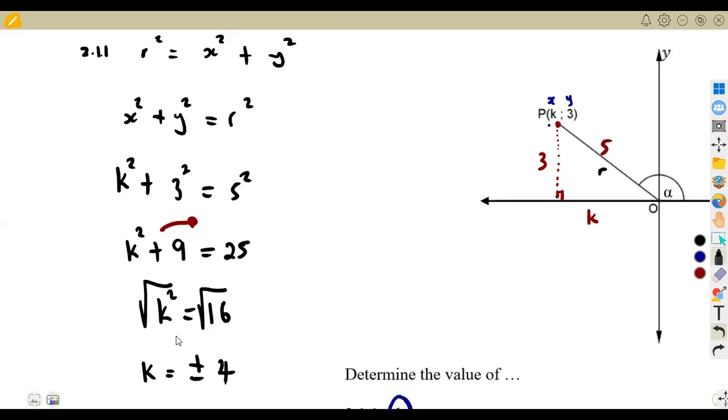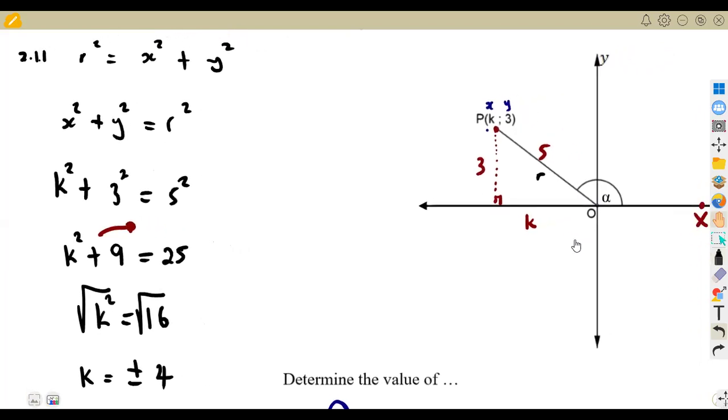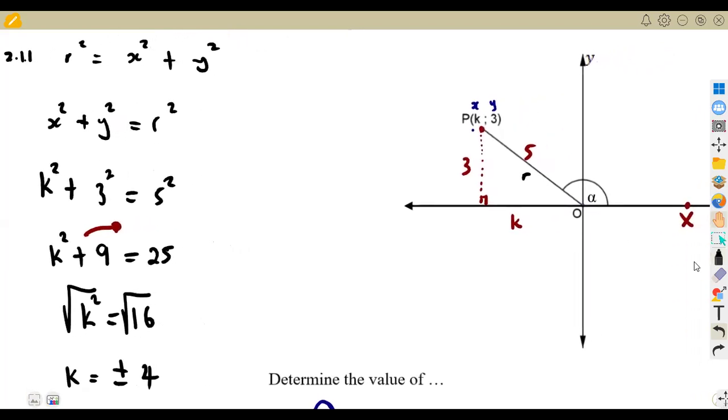It's a plus or minus. So the square root of 16 is 4, but you're going to have a plus or minus. So what is the exact value of K? We have to compare with our diagram on the Cartesian plane.